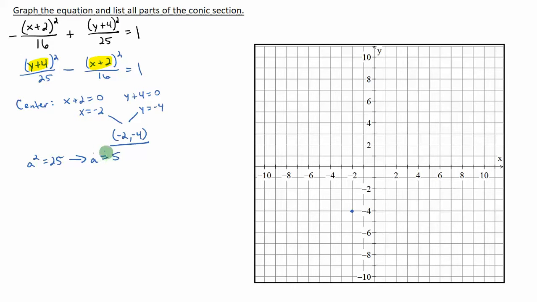So a is 5. Since a is 5, and it's under the y fraction, I know that's a vertical distance, so it's going to be measured up and down. So for my center, I'll go 5 units up, 1, 2, 3, 4, 5. And I'll go 5 units down, 1, 2, 3, 4, 5. And those are my vertices. So let's list those over here. The top vertex is the ordered pair negative 2, positive 1. And the bottom vertex is negative 2, negative 9.